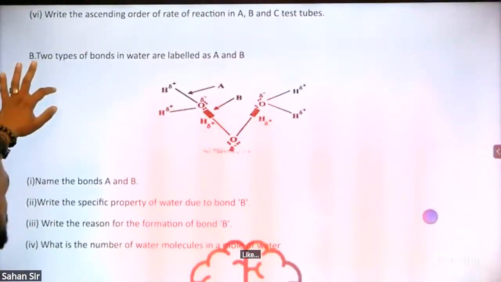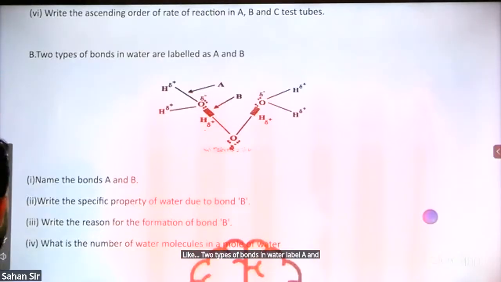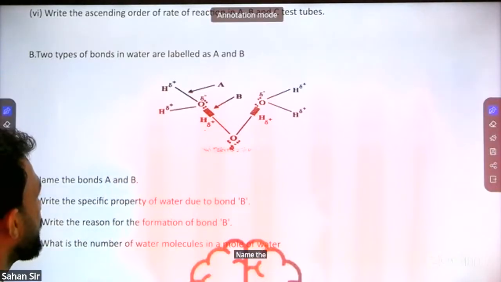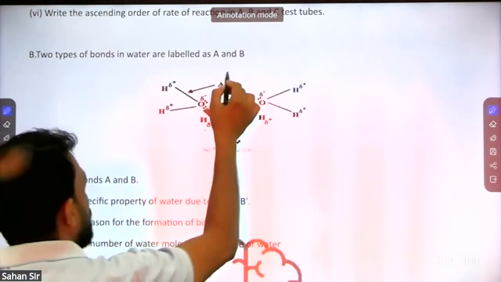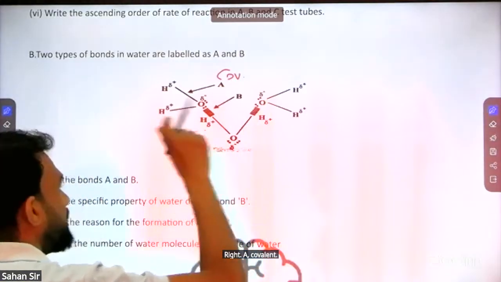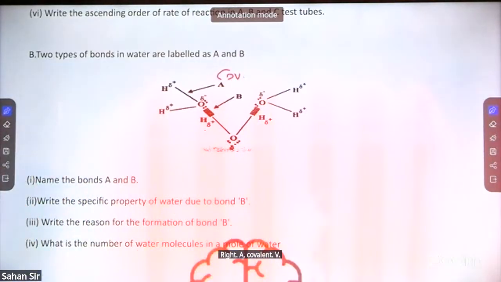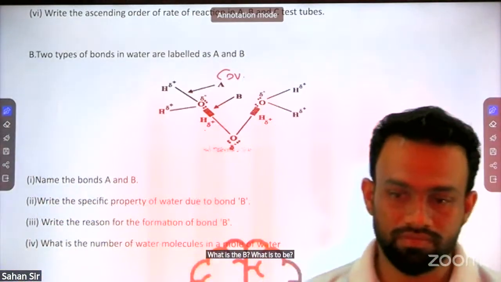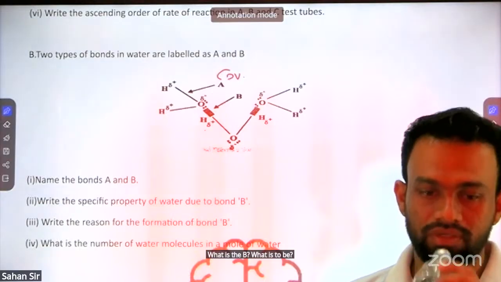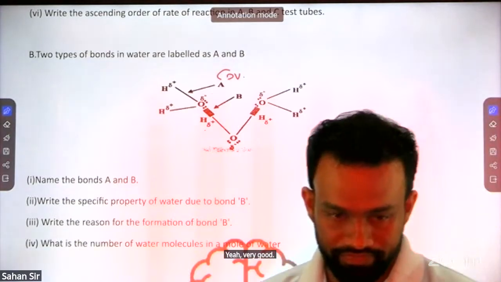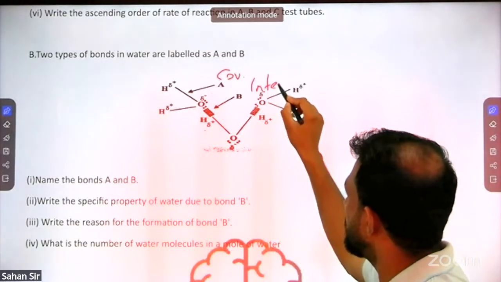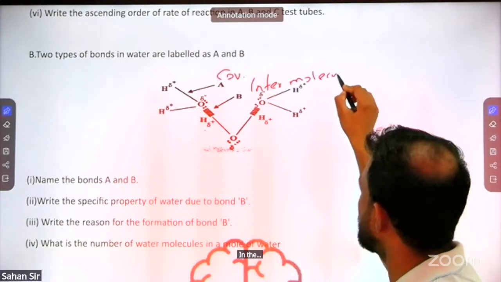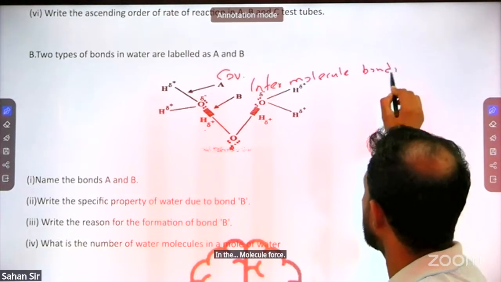Two types of bonds in water are labeled A and B. Name A and B. A, covalent. What is B? Yeah, very good. Intermolecular bonds.